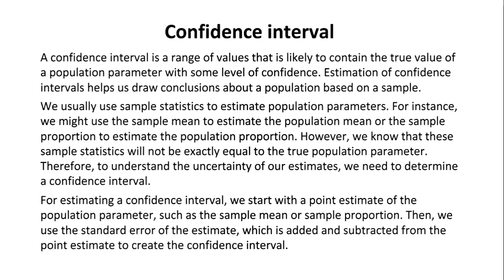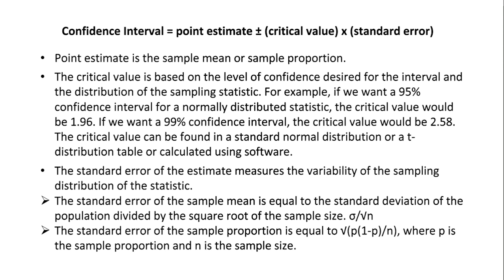For estimating a confidence interval, we start with a point estimate of the population parameter, such as the sample mean or sample proportion. Then, we use the standard error of the estimate, which is added and subtracted from the point estimate to create the confidence interval. Confidence interval equals point estimate plus or minus critical value times standard error. Point estimate is sample mean or sample proportion.